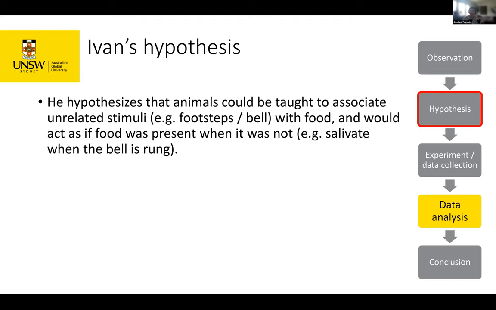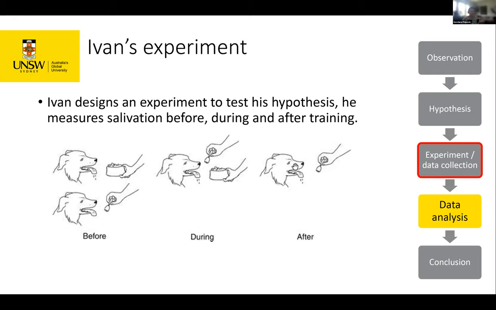And then after that, he designs an experiment to test his hypothesis. So we've gone through three stages already. He's observed something in the environment. He's created a hypothesis. Now he creates an experiment. So what he's going to do is pretty simple, really.